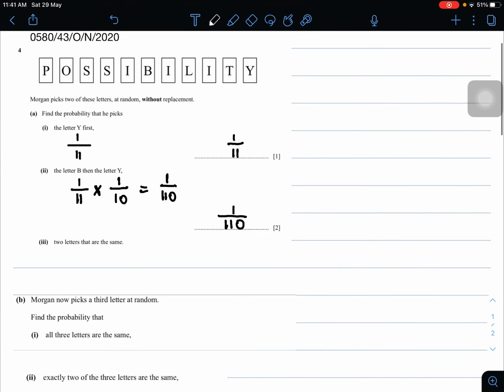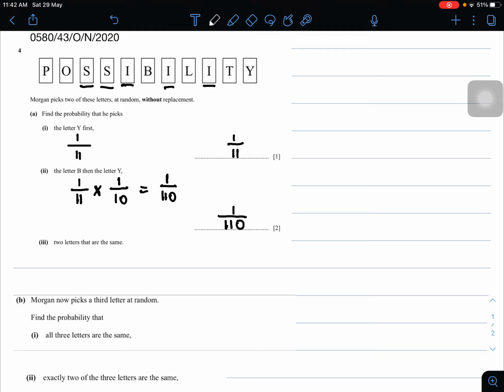Now let's move on to A3, where two letters are the same. So there are two possibilities where both the letters can be the same, that is with the letters S and the letters I, as they are the only two letters that have two or more in the word possibility. As you can see over here, there are two S's in possibility and there are three I's in possibility. So only those two letters can be picked twice.